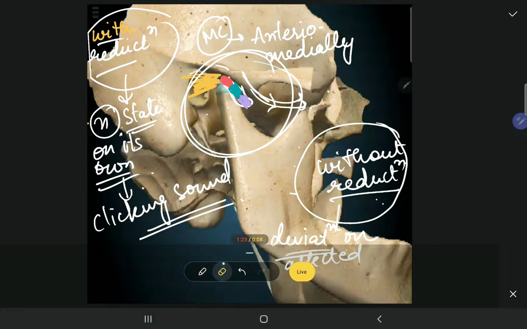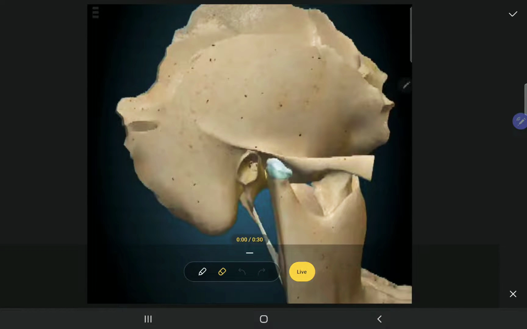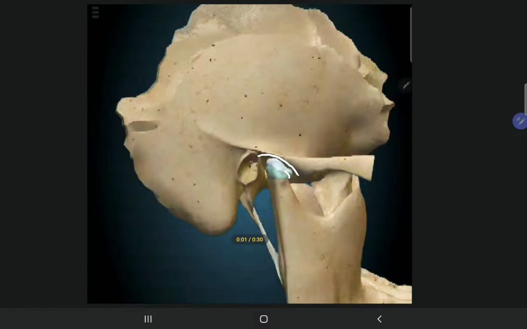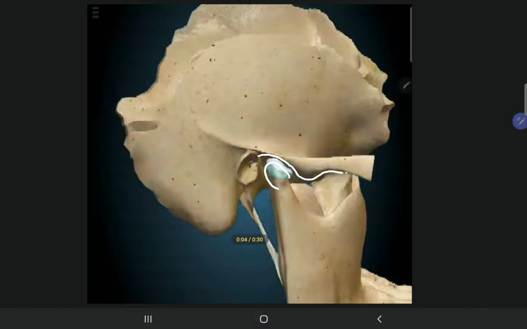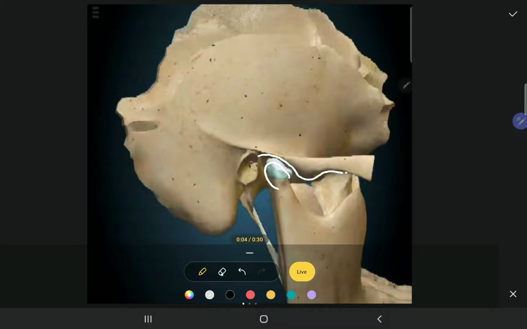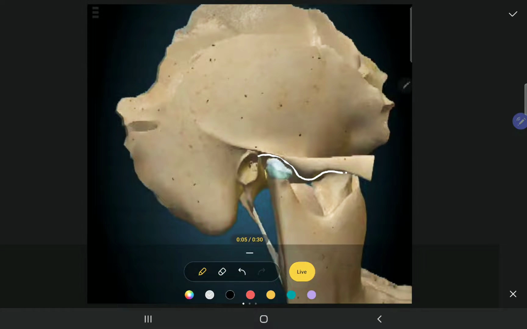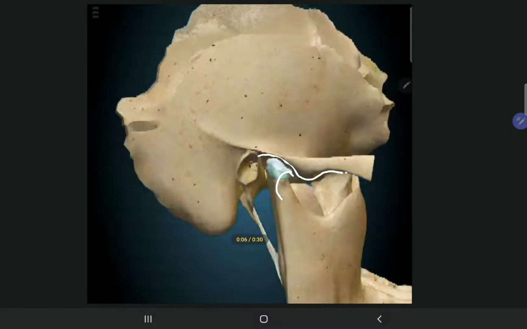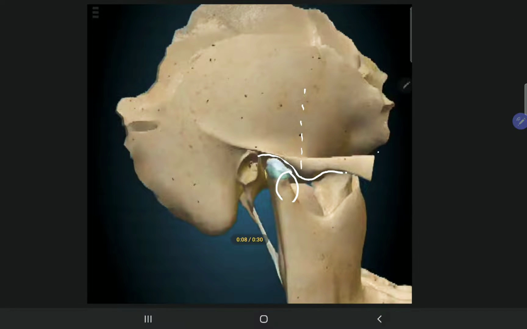Now let us talk about the TMJ dislocation. Now in the TMJ dislocation, normally what do we see is, this is the glenoid fossa and the condyle sits in the glenoid fossa. Now here is the articular eminence which we see. At the mouth opening, this is at the rest. At the mouth opening, what do we see is, the condyle translates and reaches up till here, which is the posterior slope of the articular eminence, right?